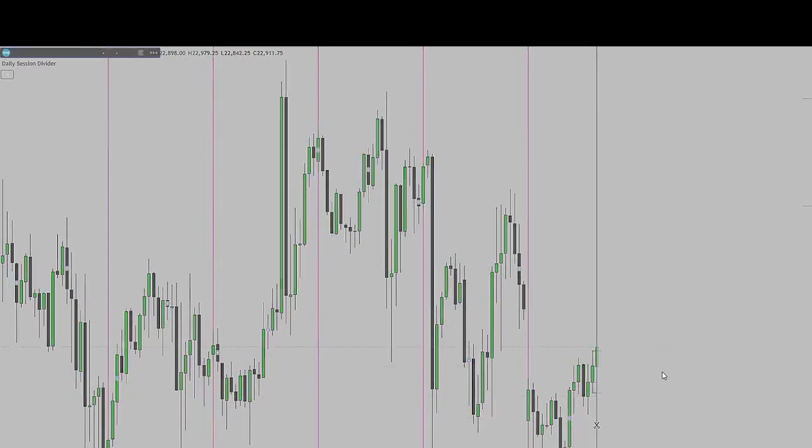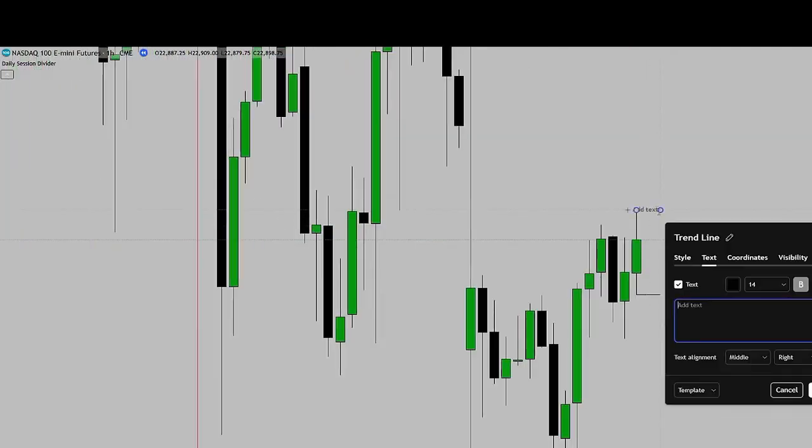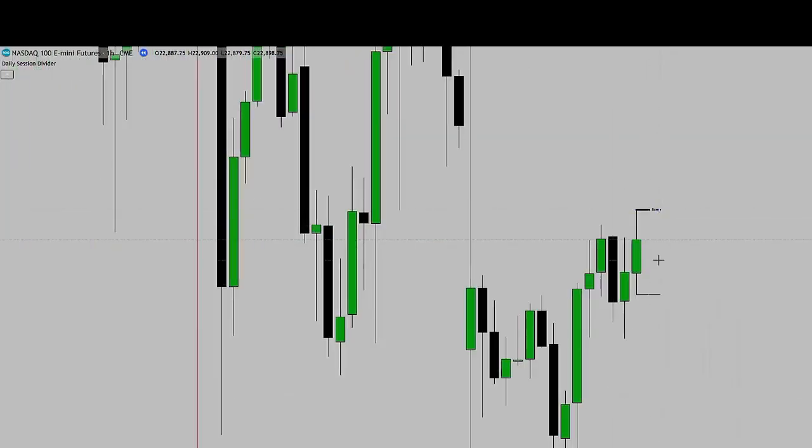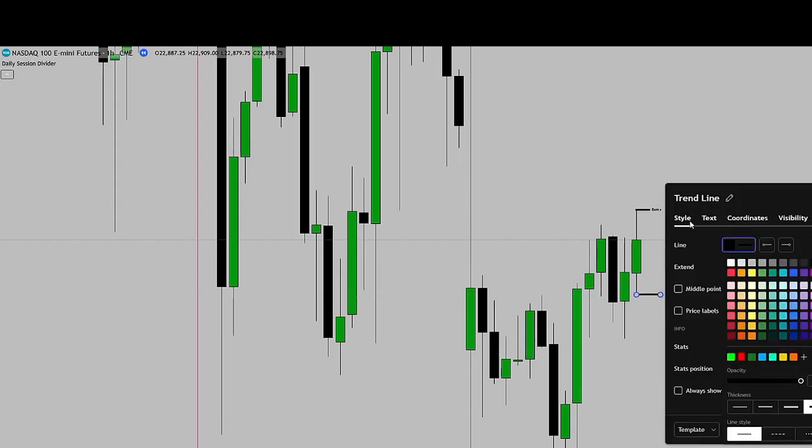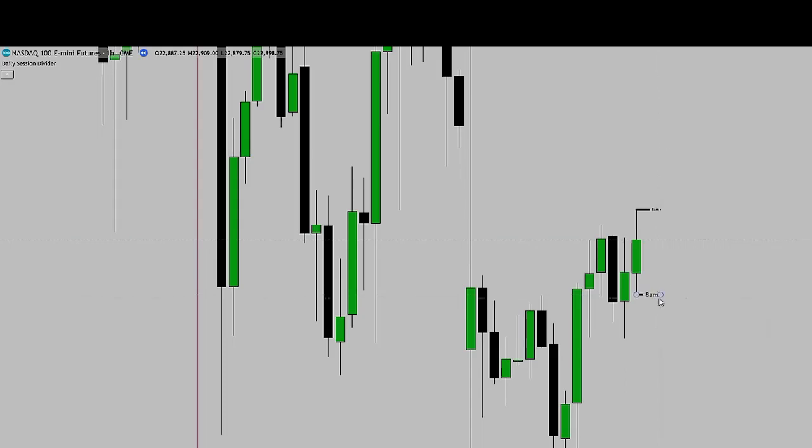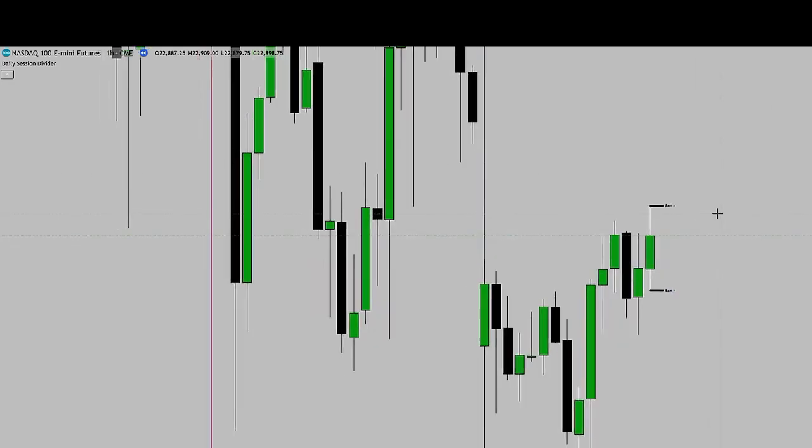So there you go. We have the 8 AM candlestick high and low right over here. We're going to just mark this out and make it a thick line as well. All right, so now we're on the 1 hour time frame.